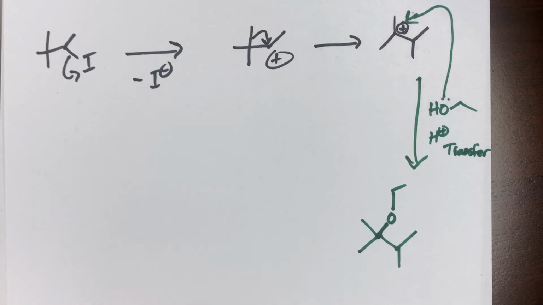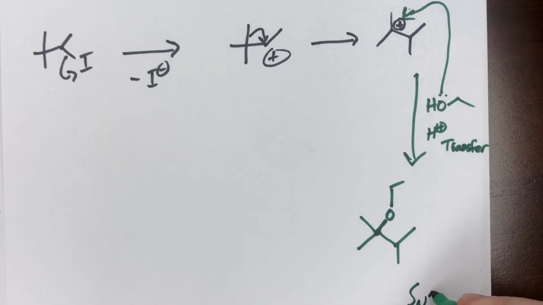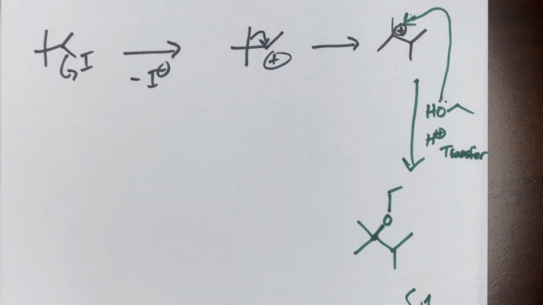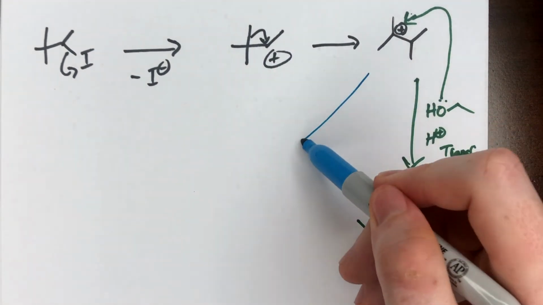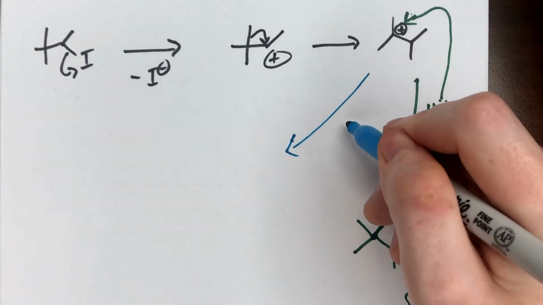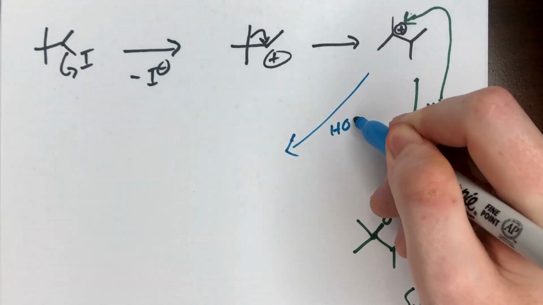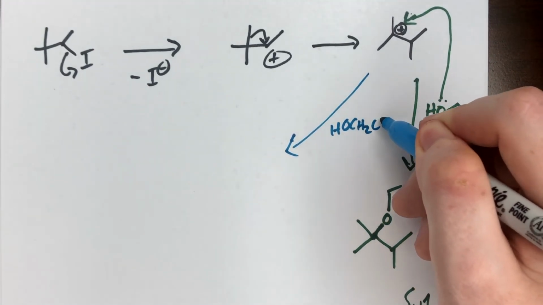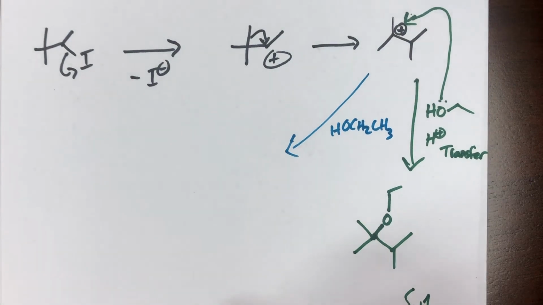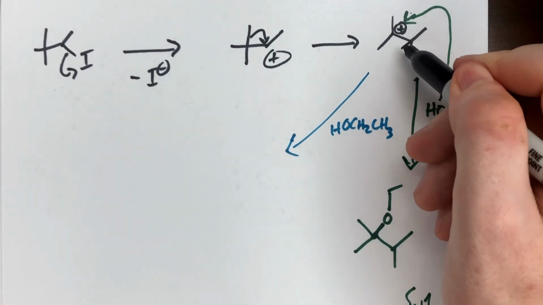Okay, so then we can get the E1 product. By the way, this is our SN1 product. Now we can get the E1 product, of which there are a few. There's only two actually in this case, so the alcohol can function as a base now and remove two different protons.